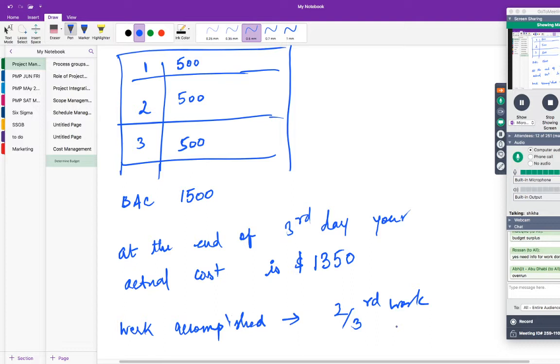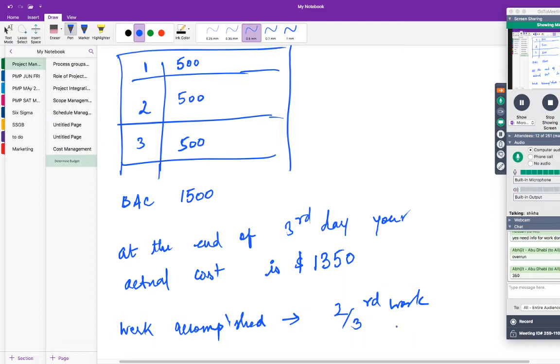How much is the overrun, and how did you find it? Abhijit says 350 is the overrun. That's right. How did you find 350? At the second day, 1000 was my budget. I planned to spend up to 1350. So the difference between 1000 and 1350 is 350. Why did you take 1000 as your base? Because as per this, that is my budget.